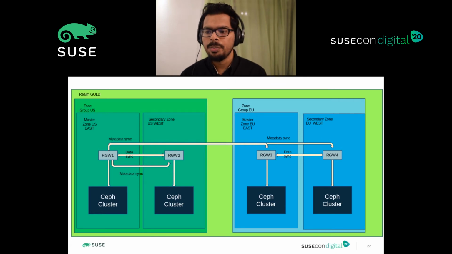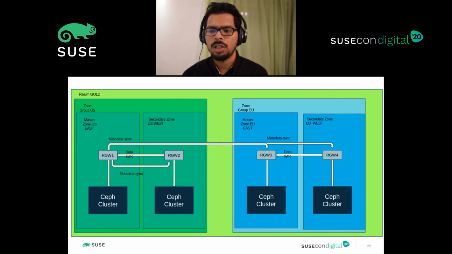And you have another zone group called EU. No data is shared between US and EU, but metadata is shared, so you would have the same users and bucket namespace in the US and EU. In the EU, you would have a different master, which would be the source of truth as far as EU's bucket creations are concerned. And you can have another realm called silver that would have a whole different schematic, and that's completely supported.